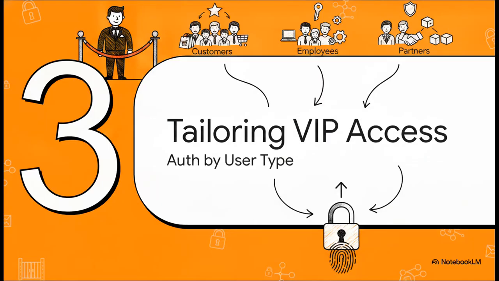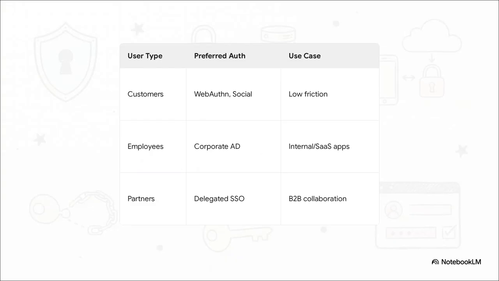Section 3. VIP access, tailoring auth by user type. Now, our professional bouncer can't just treat everyone exactly the same, right? An enterprise application interacts with radically different types of users: customers, internal employees, and external partners. And each of those requires a totally different VIP access strategy. We can break this down into 3 distinct strategies.